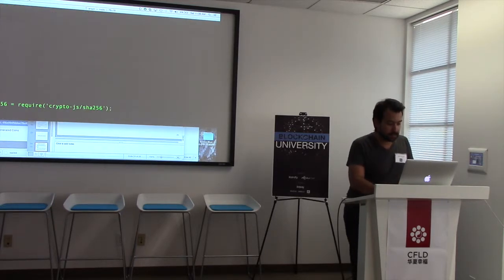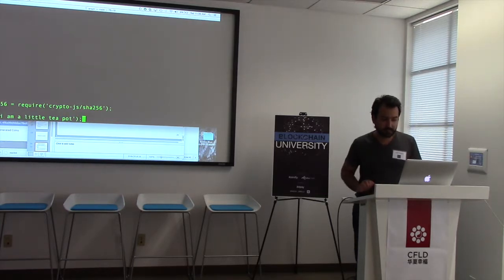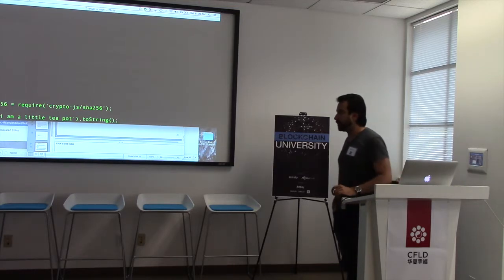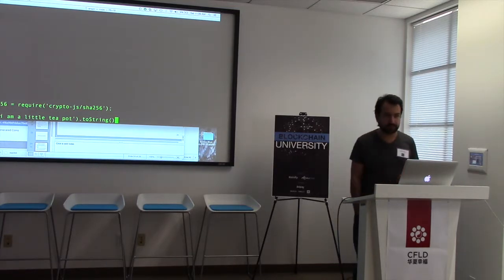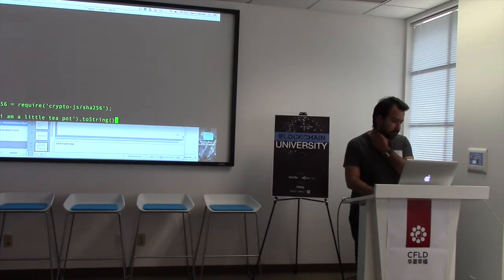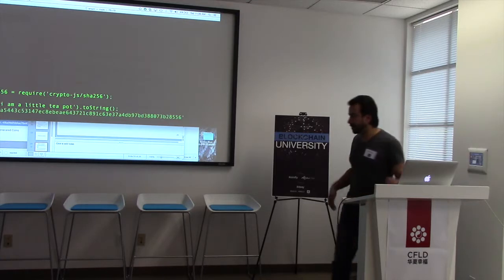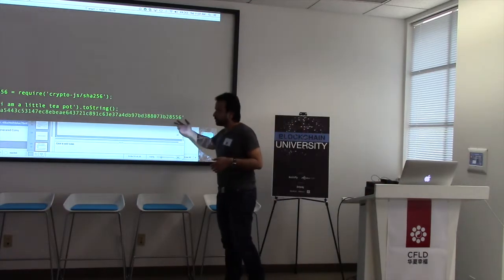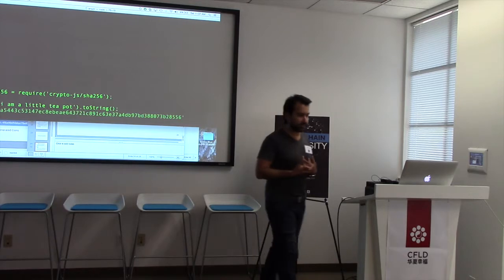Right? So we go in, now let's calculate the SHA-256 hash of, I am a little teapot, and type it exactly like that. And then let's convert that into a string, because it's going to be an integer and there are a lot of weird values in there. You can test it out if you want. Right, so you're going to come up with a 256-bit result as a hex string.